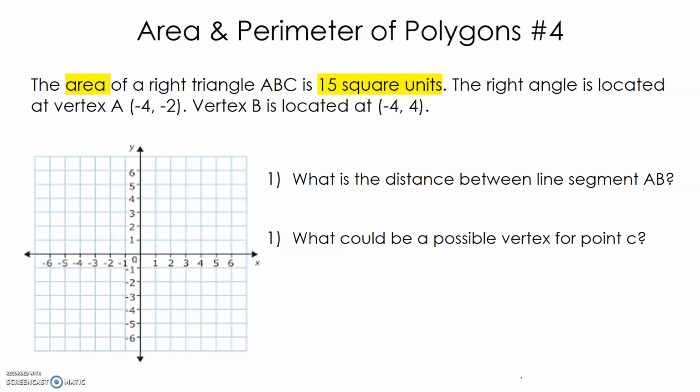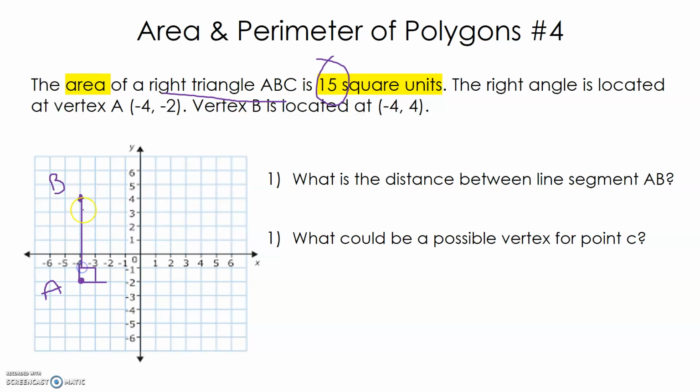All right, and last question. It says the area of a right triangle is 15 square units. So we're dealing with a triangle, and we know that the total area is 15. The right angle is located at vertex -4, -2. So -4, -2, here is A, and it's a right angle. So that kind of forms the base of the triangle, okay? And it says B is located at -4, 4. So -4, +4. So here is B.